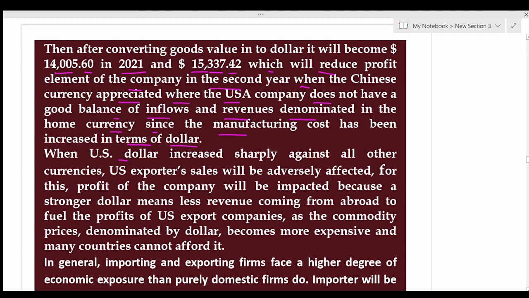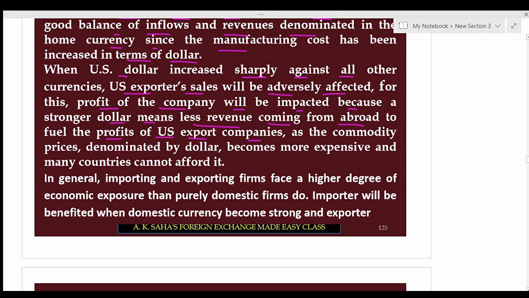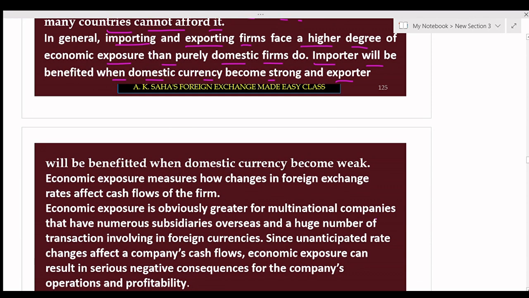When the US dollar increases sharply against all other currencies, US exporter sales will be adversely affected. The profit of the company will be impacted because of a stronger dollar, meaning less revenue coming from abroad to fuel the profit of US export companies, as commodity prices denominated in dollars become more expensive and many countries cannot afford them. In general, importing and exporting firms face a higher degree of economic exposure than purely domestic firms do. An importer will benefit when the domestic currency becomes strong and an exporter will benefit when the domestic currency becomes weak.